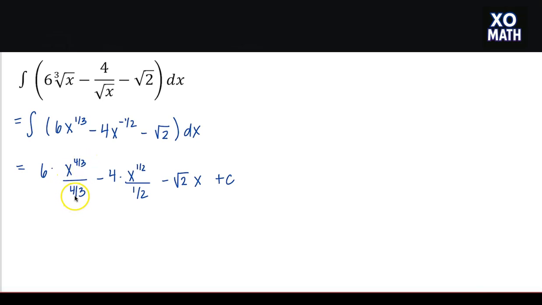Now, instead of dividing by 4/3, what I really want to do is think about this as multiplying by 3/4. And in general, I would encourage us to go straight to that. So 6 times 3/4, and then times x to the 4/3, minus 4 times 2/1. So instead of dividing by 1/2, multiply by the reciprocal 2/1, x to the 1/2 minus the square root of 2 times x plus c. So I would recommend us really going to this line right away instead of dividing by a fraction, and then going ahead and simplifying here the coefficients.